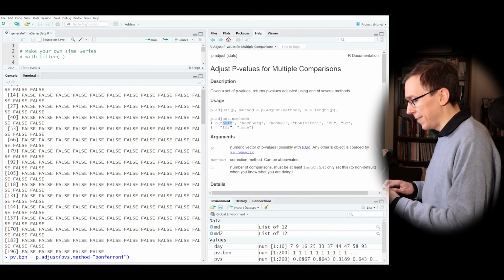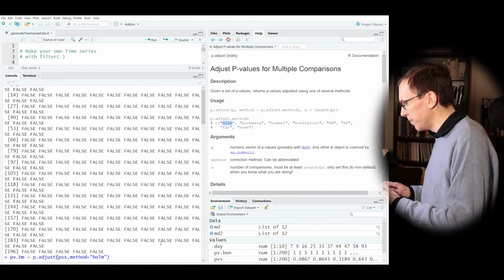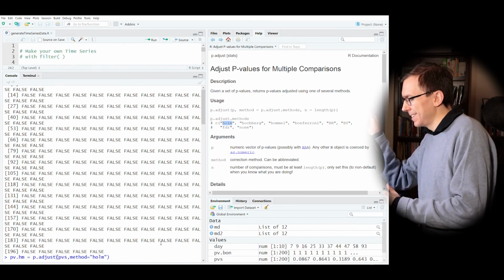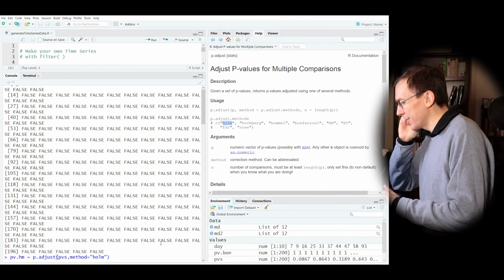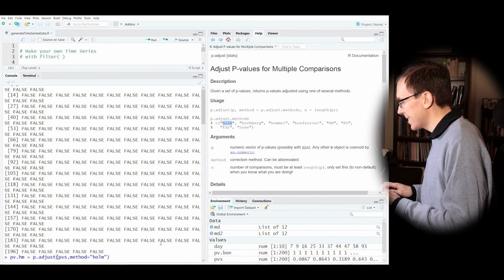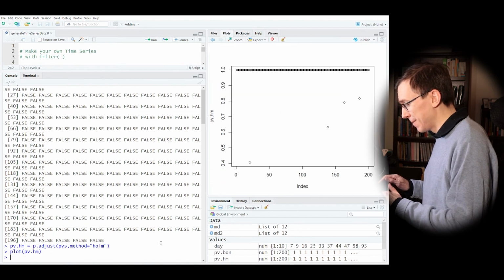That's the step-down Bonferroni. So let's see if that gets us anything better, because Bonferroni was way too conservative. We'll just say HM for Holm. I thought it was Holm's with an S. Holm's method. I should double check that, because here it's just Holm without the S. Always try to get people's names right, even though I typically get them wrong.